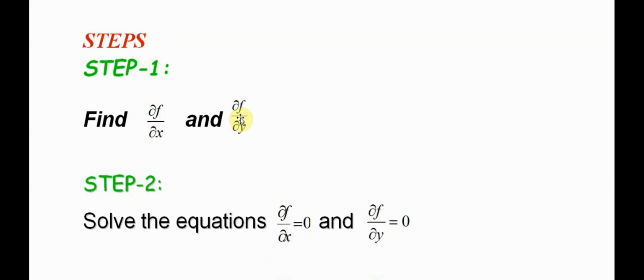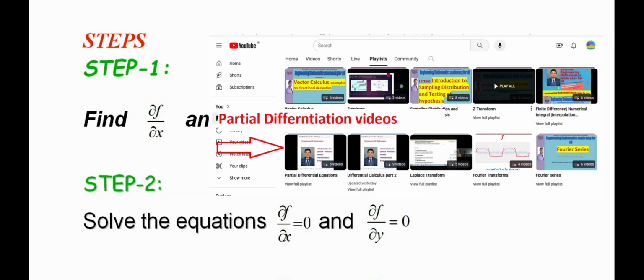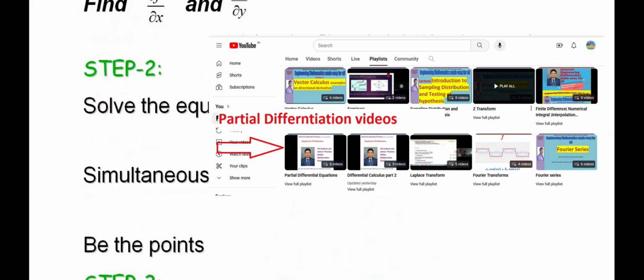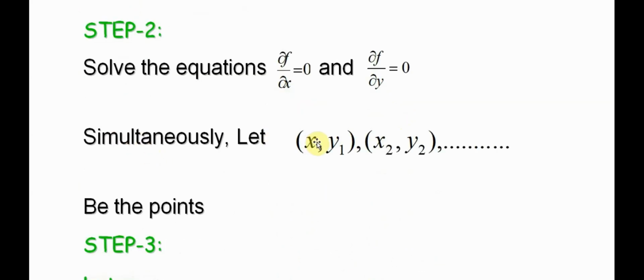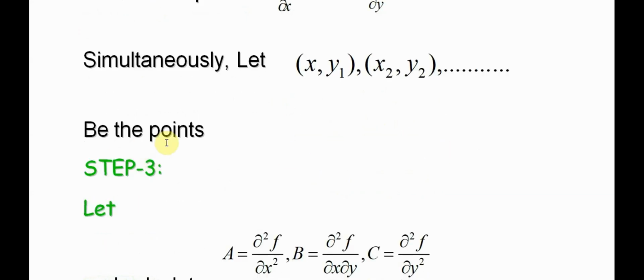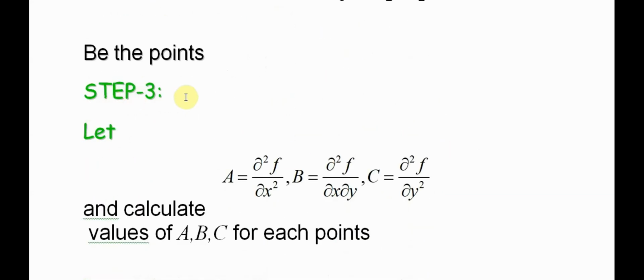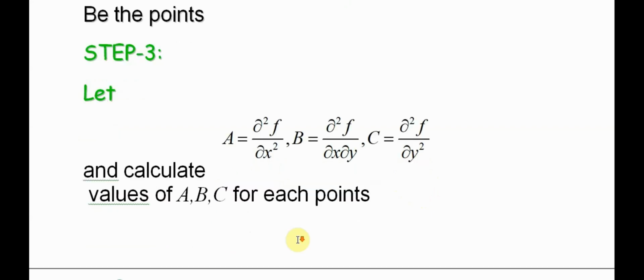I have already done one video on partial differentiation. Please watch that video so you can understand maximum and minimum very easily. Then next, we solve by taking dou f upon dou x equal to 0 and dou f upon dou y equal to 0 simultaneously, and we get the points. In step 3, we find a, b and c, where a is dou square f upon dou x square, b is dou square f upon dou x dou y, and c is dou square f upon dou y square. We calculate a, b, c for each point.